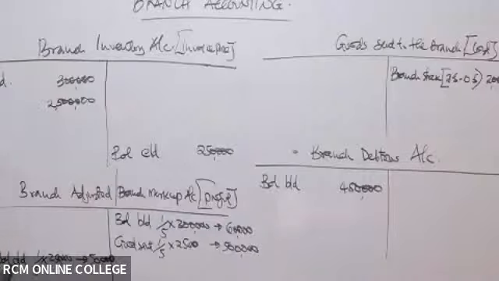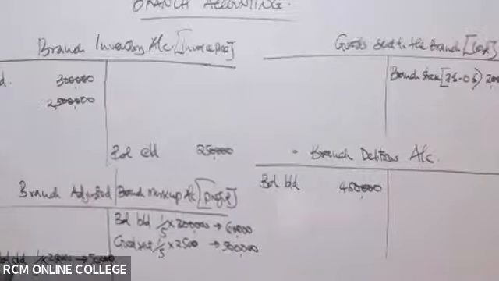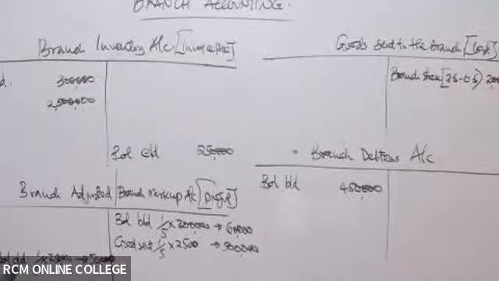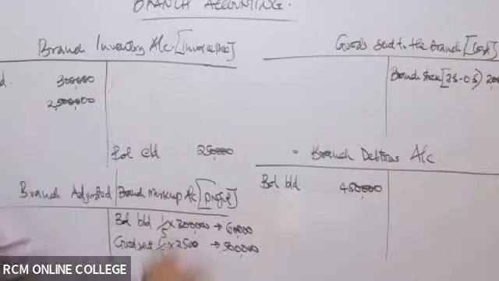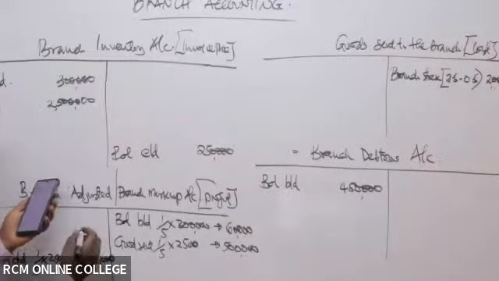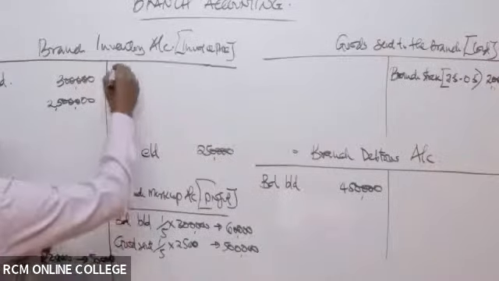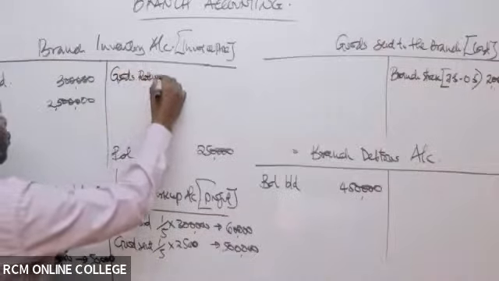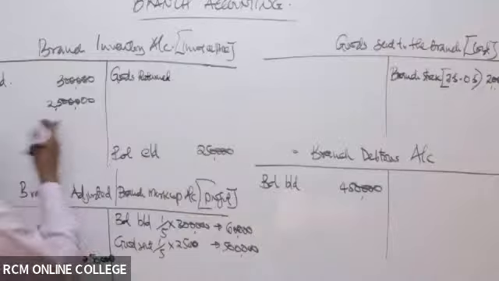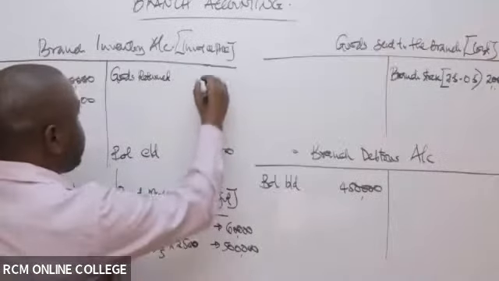Then goods returned by the branch to the head office. So there are some goods which are returned to the head office. It means if we return some goods to the head office, our branch inventory reduces. So automatically we credit that inventory by the goods returned to the head office. So it reduced our inventory at the branch. In this case, it was how much?